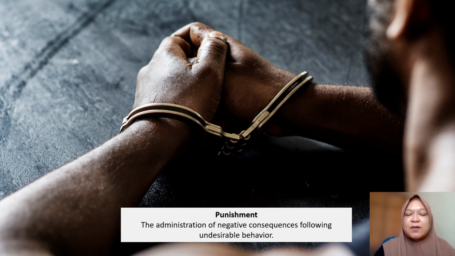And the last one is punishment. Punishment is basically the last thing that we do. It is the administration of negative consequences following undesirable behavior. We don't want you to repeat the behavior, so if you keep on doing that behavior, we are going to punish you. If after extinction you still do the task, the behavior, when you do it again we have to punish you because we want you to stop doing that. Basically, punishment will be the last resort of the action taken.